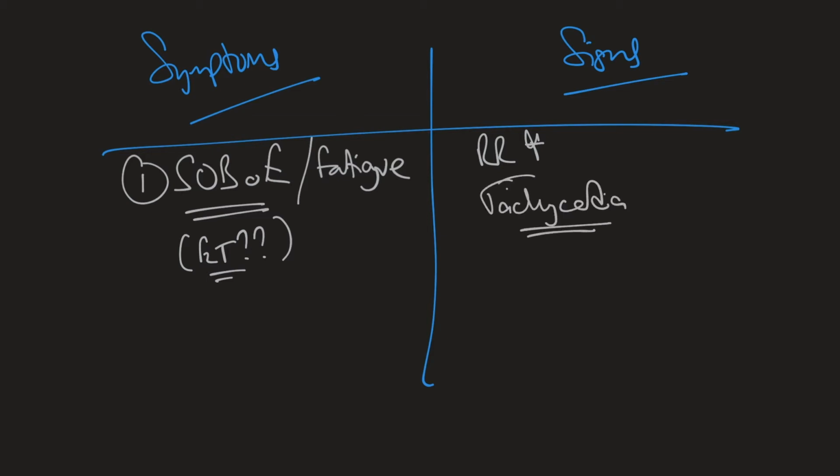Corresponding with that, the signs you'll find are that the patient's tachypneic, so they'll be breathing harder. As the tamponade worsens, they're going to get more and more tachycardic. The reason they're getting tachycardic is stroke volume's dropping. To maintain cardiac output, they're going to increase their heart rate, because stroke volume times heart rate equals cardiac output. So if you drop your stroke volume, you increase your heart rate to try and compensate.